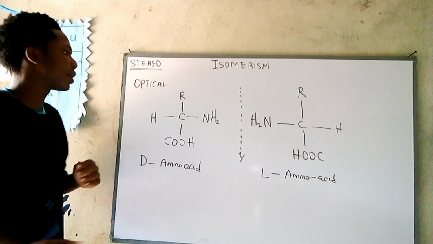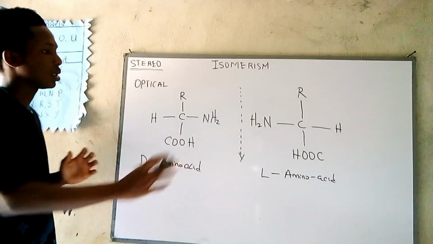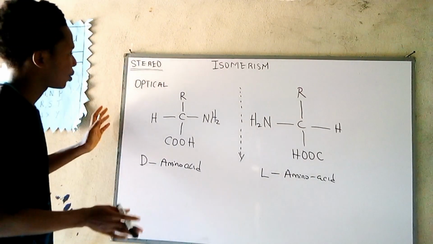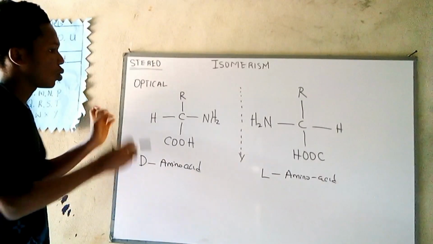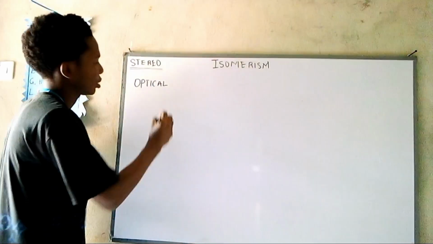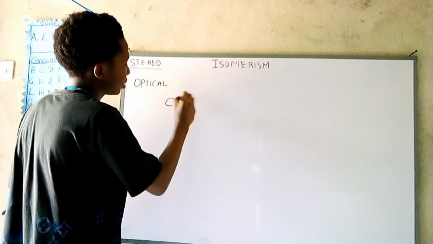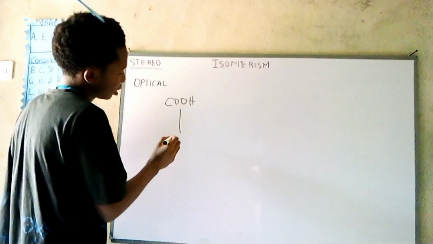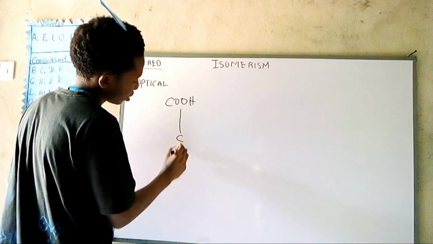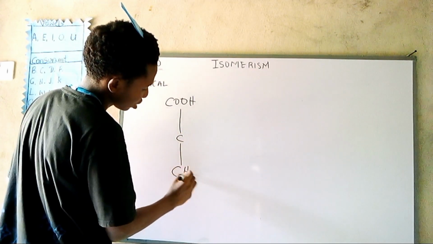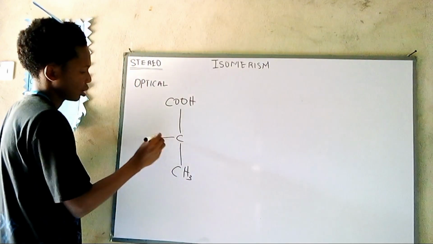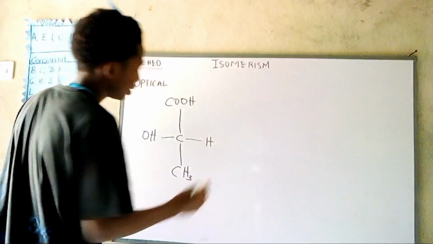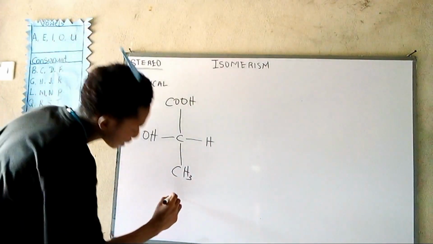Now let's clean the board and draw another example so that you can see. I think we are going to draw lactic acid now. This is amino acid. Let's draw lactic acid. Alright, the structure of lactic acid is like this. Alright, this is the structure of lactic acid.